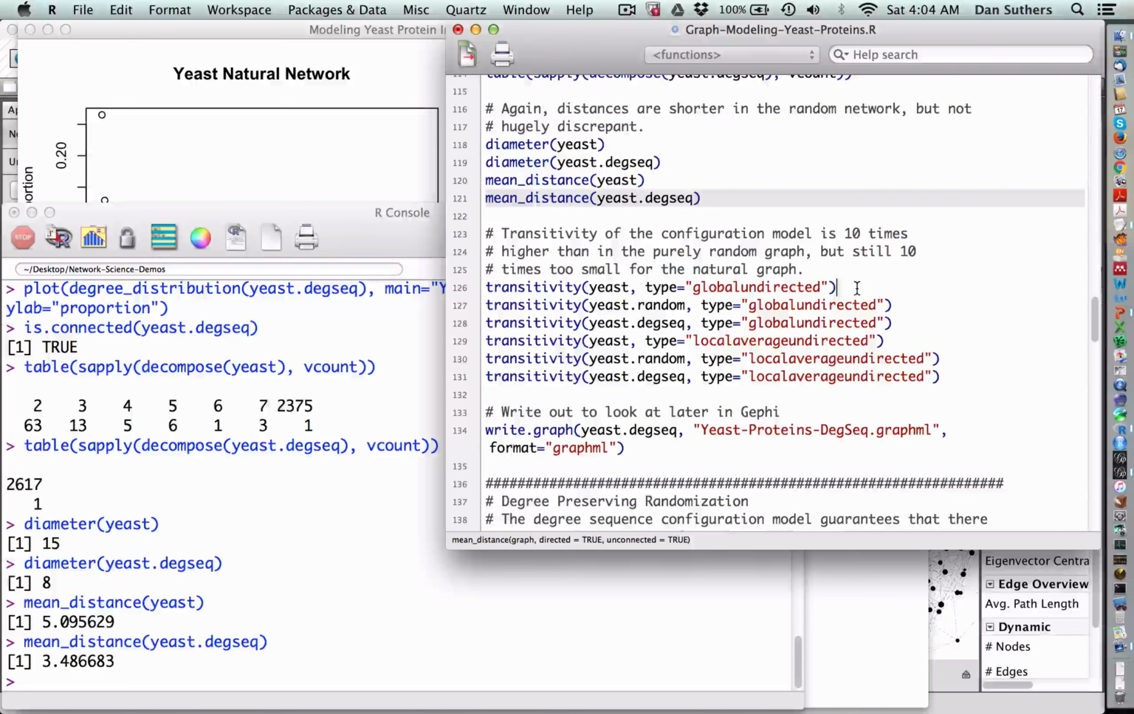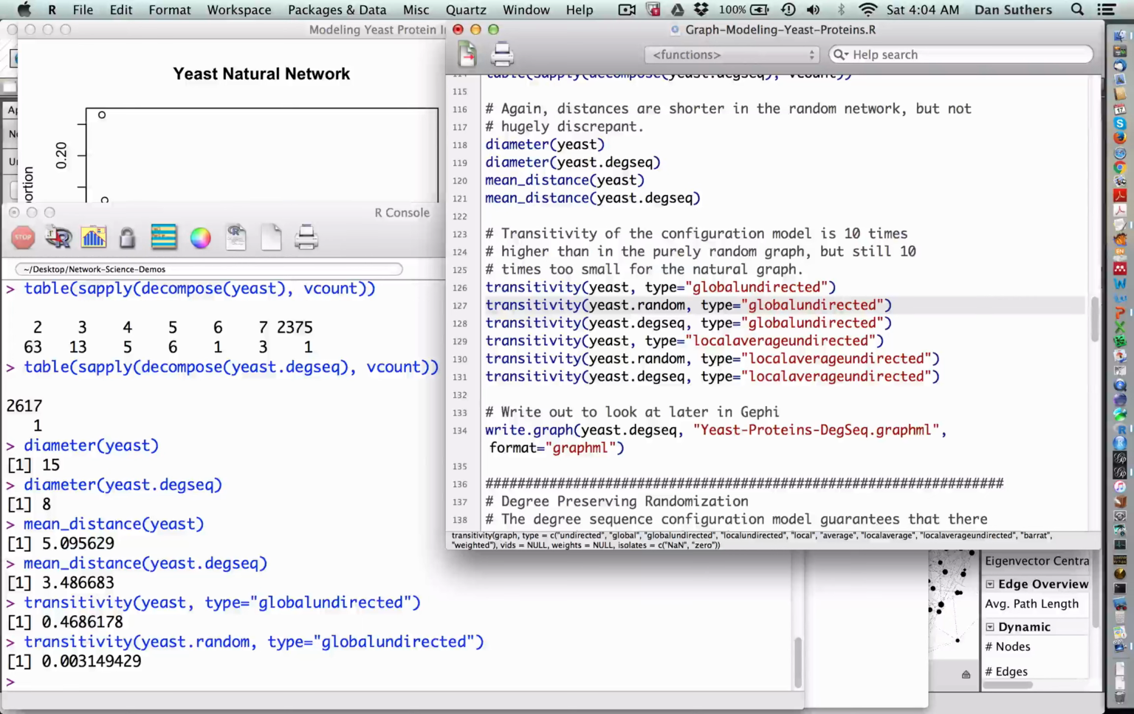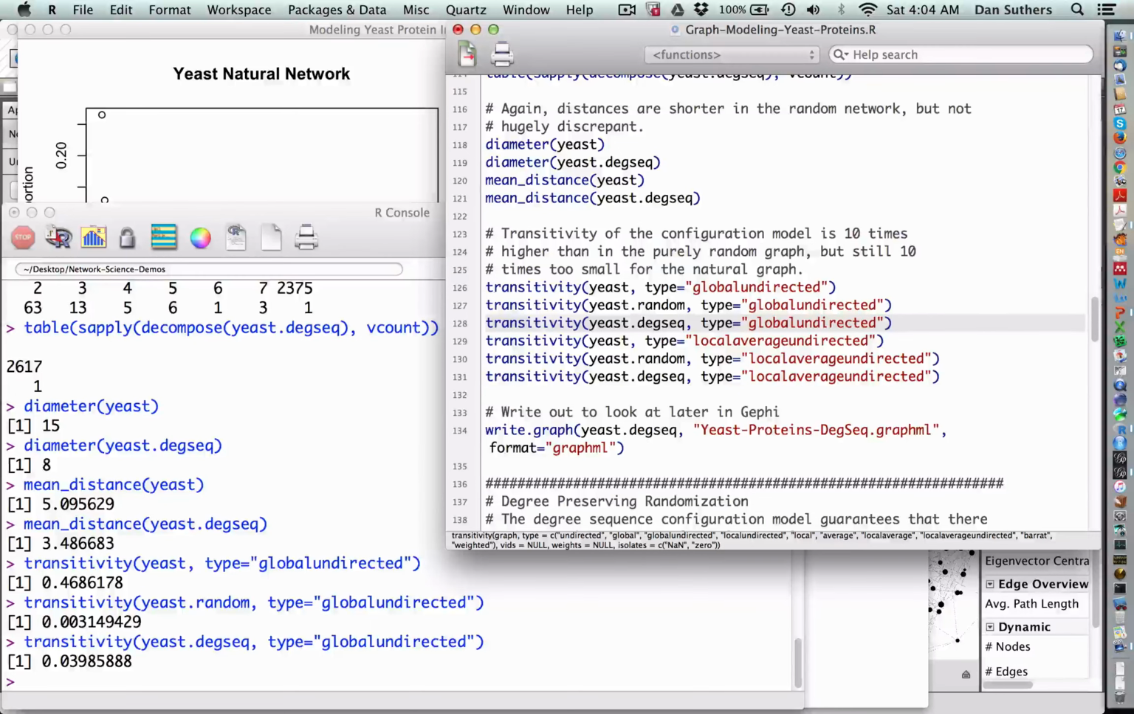Now let's look at transitivity. So what we see is the original graph has, again, a very high transitivity. Our last model, the random model, was 100 orders too low. But the current model, constrained to the degree sequence, is only 10 times too low. So this is kind of interesting because it tells us that some of the transitivity can be accounted for by degree distribution.